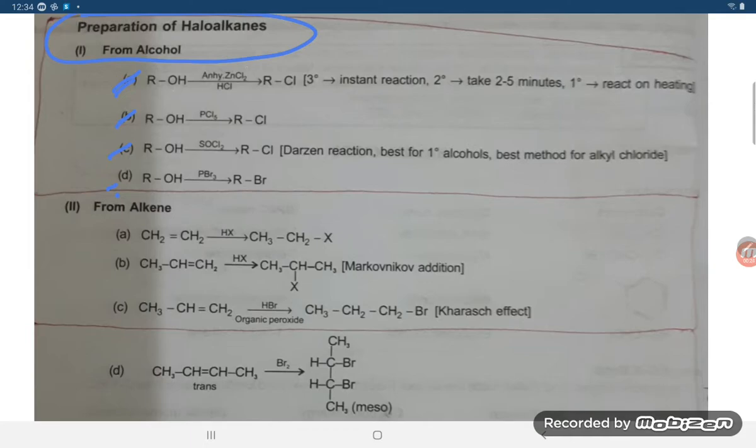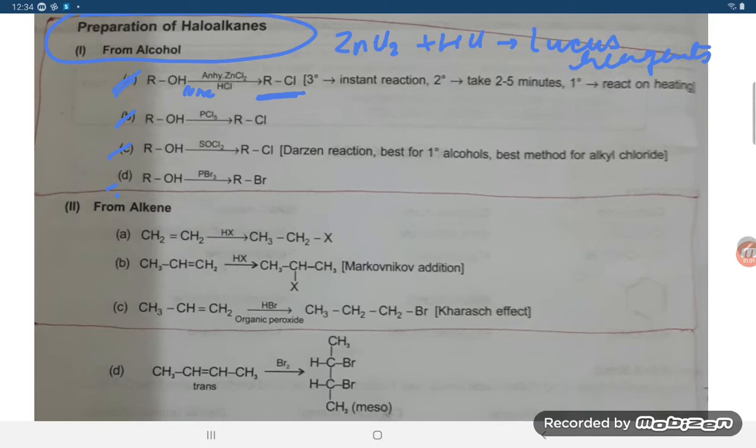For example, if you are treating alcohol with anhydrous ZnCl2 and concentrated HCl, it will give haloalkanes. Alcohol treated with ZnCl2 plus HCl gives RCl. This ZnCl2 plus HCl is known as Lucas reagent. What is the use of this Lucas reagent? It helps differentiate between 1 degree, 2 degree, and 3 degree alcohols.